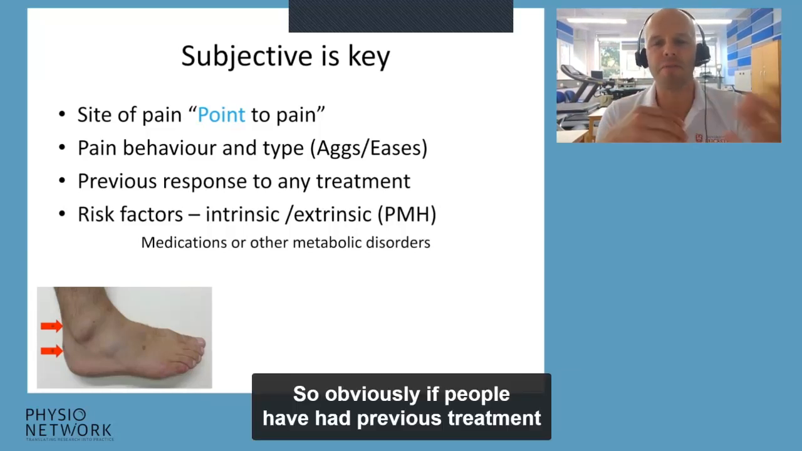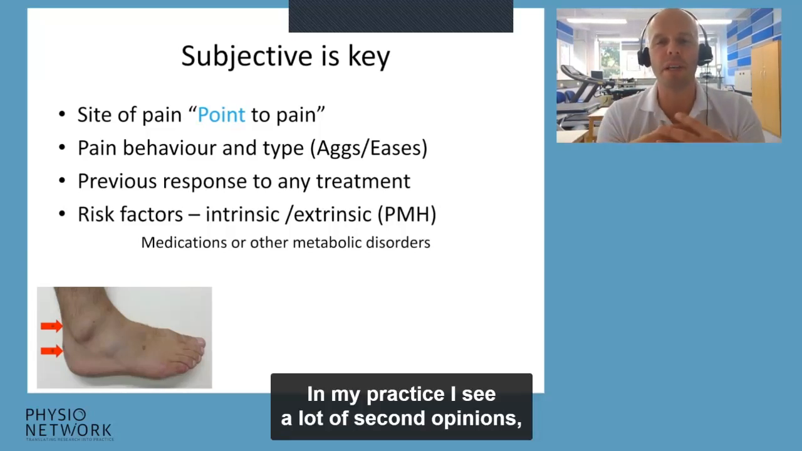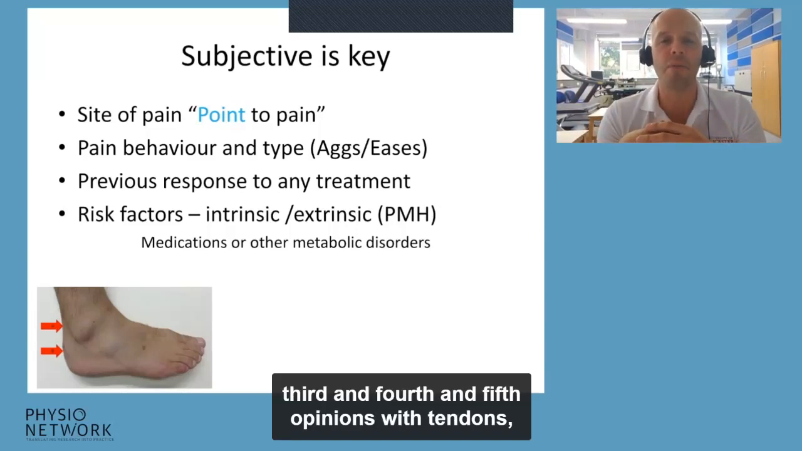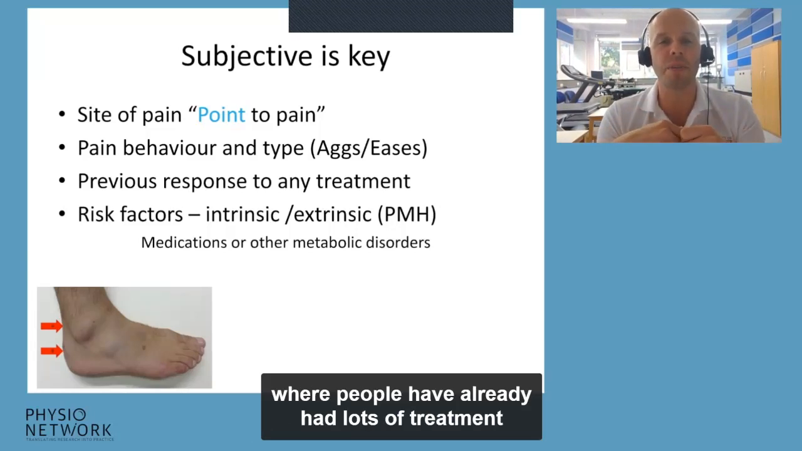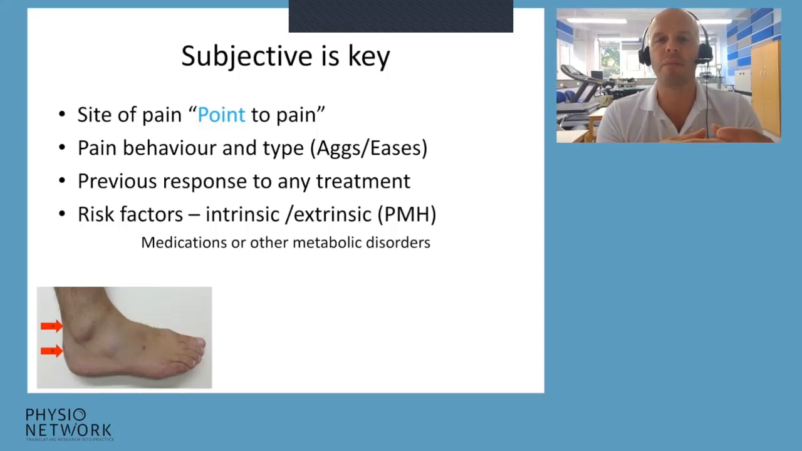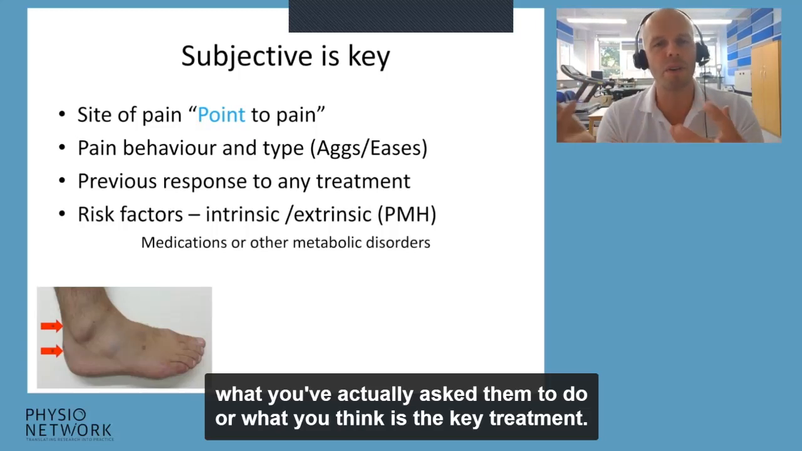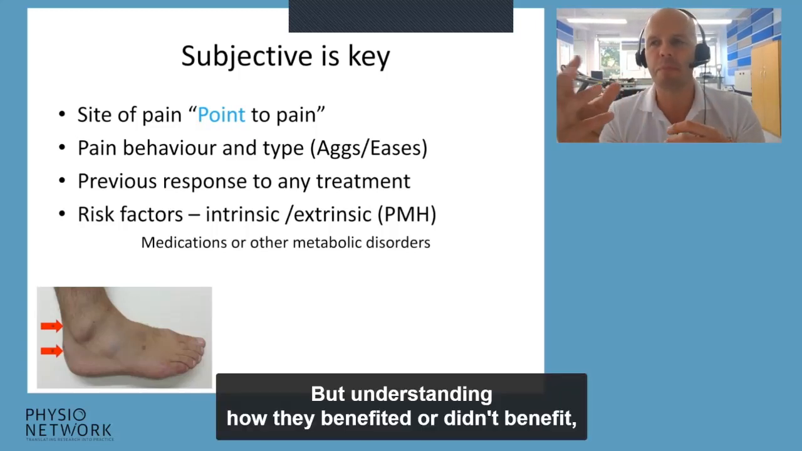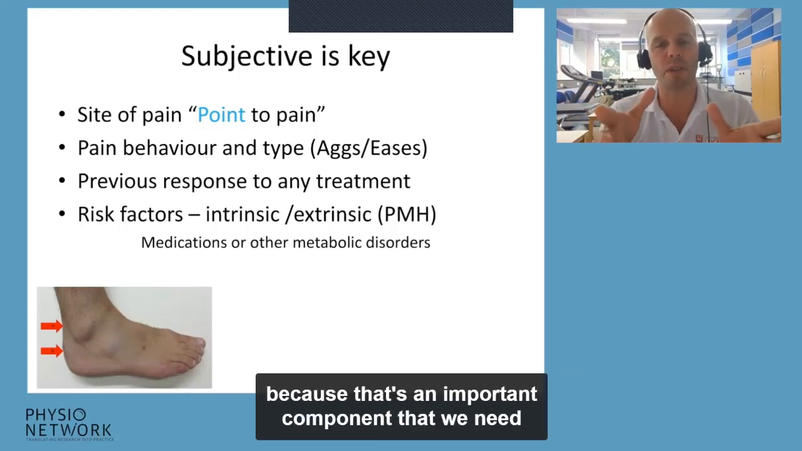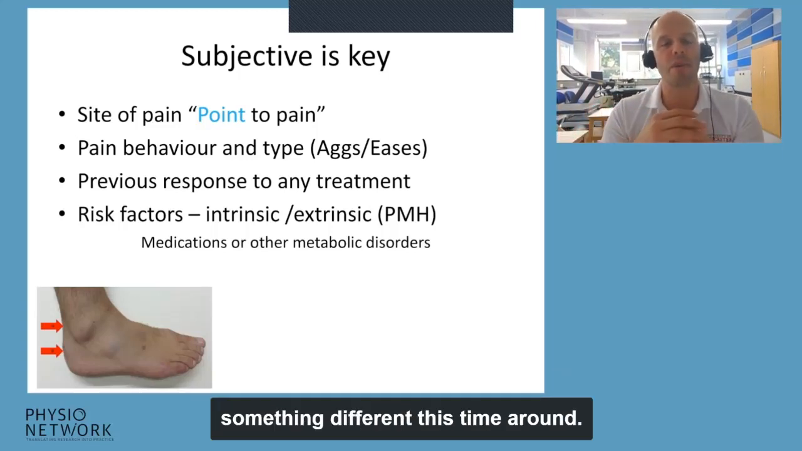So obviously if people have had previous treatment, we want to be looking at what happened and what that treatment was. And in my practice, I see a lot of second opinion, third and fourth and fifth opinions with tendons where people have already had lots of treatment. And it's always interesting to understand what they deemed the treatment was. And bear in mind that patients won't always remember what you've actually asked them to do or what you think is the key treatment. But understanding how they benefited or didn't benefit is an important component that we need to potentially educate them about, with why we're going to do something different this time around.